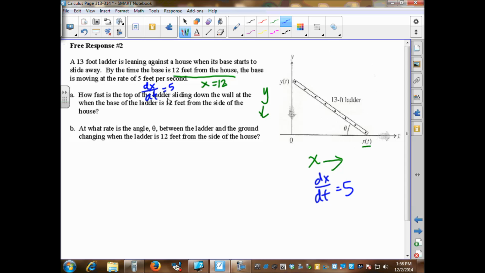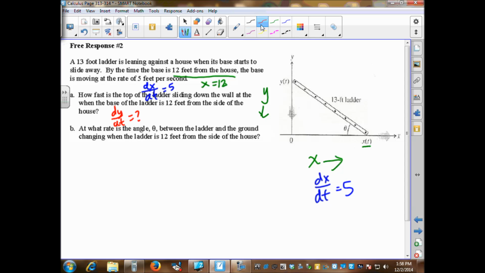Now, we want to know how fast is the top of the ladder sliding down the wall. So we want to find dy dt. Will that be positive or negative? You're correct. The answer is going to be negative because the value of y is decreasing as that ladder slides.